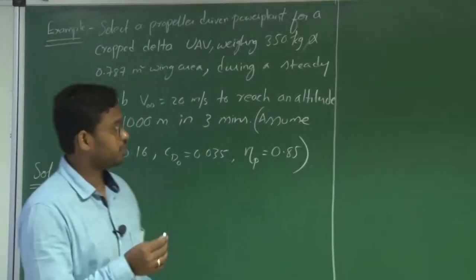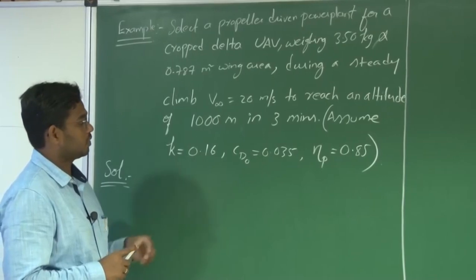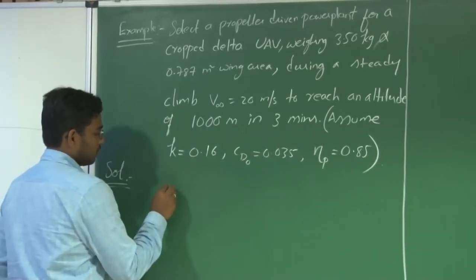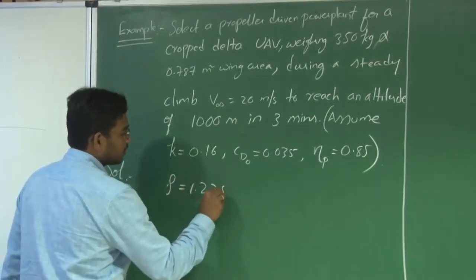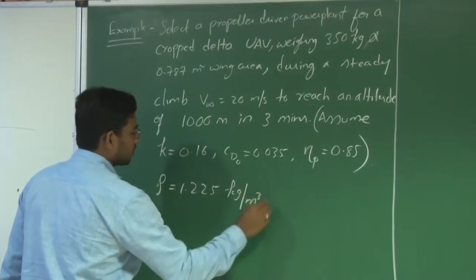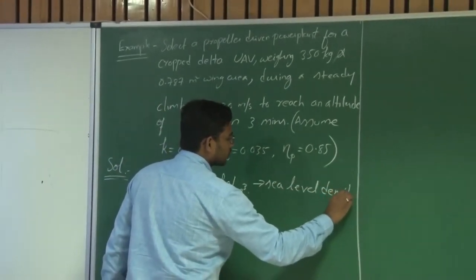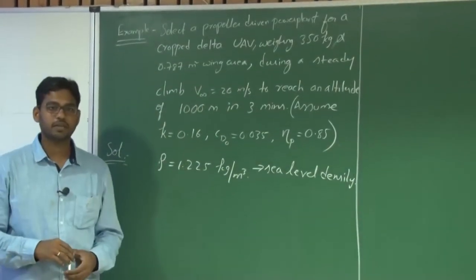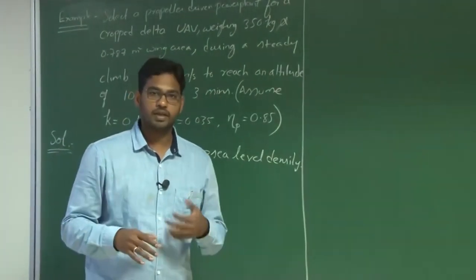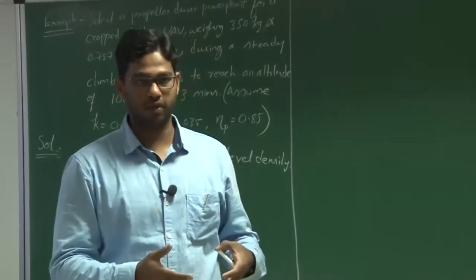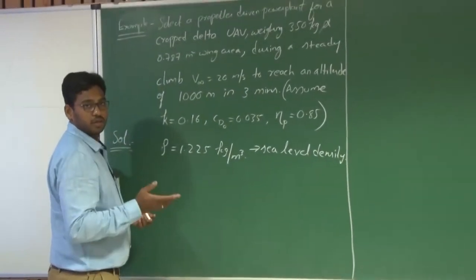Welcome back. In our previous example, we tried to select a power plant by estimating the power required by the system during this climb. While estimating this, what we assumed is the density during this climb remains constant, which we considered as sea level density, which is 1.225 kg per meter cube. So let us repeat the same exercise by considering density at 1 kilometer altitude, and see what is the difference in the power requirement. Now when you select a power plant, you need to select based upon the maximum requirement. Let us see which of this is going to have the maximum requirement, either at sea level or at 1 kilometer altitude.